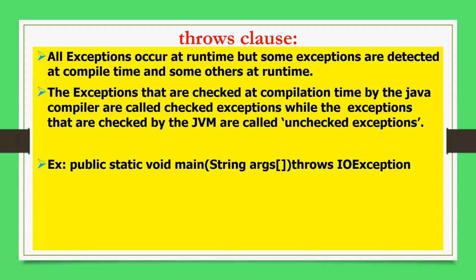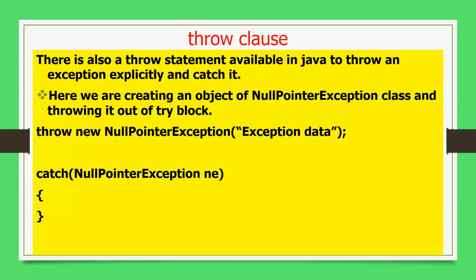And next, throw class. There is also a throw statement available in Java to throw an exception explicitly and catch it. Here we are creating an object of the NullPointerException class and throwing it out of the try block. So this is the syntax: throw new NullPointerException, and whatever we want to display we can write as exception data. Here the NullPointerException class object is created and the exception data is stored in its object, that is here NE.